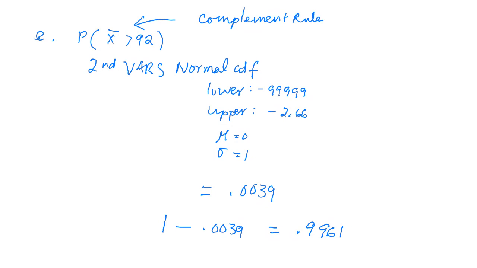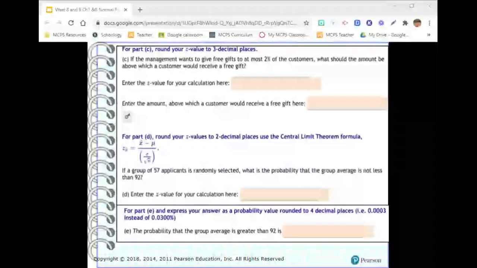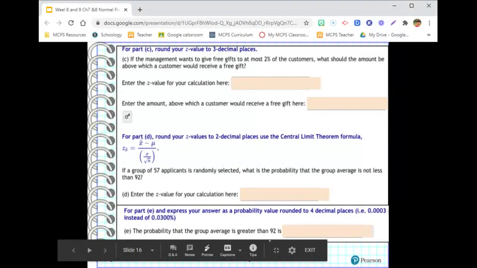So that question letter E, the probability that the group average is greater than 92, was 99.61%. Okay, next slide.